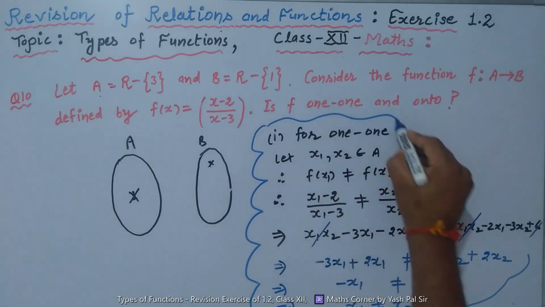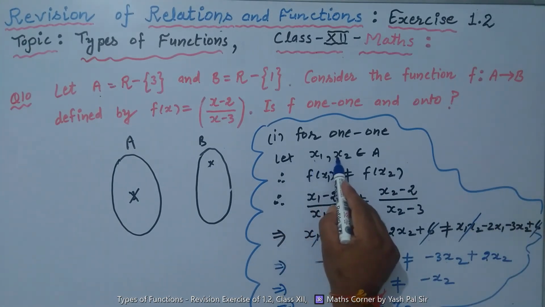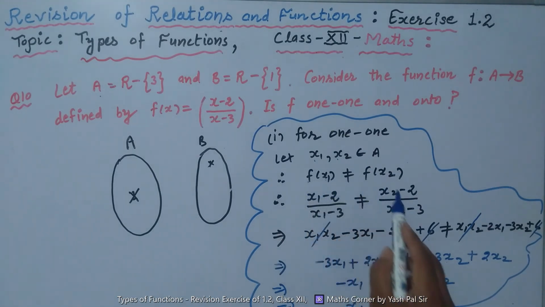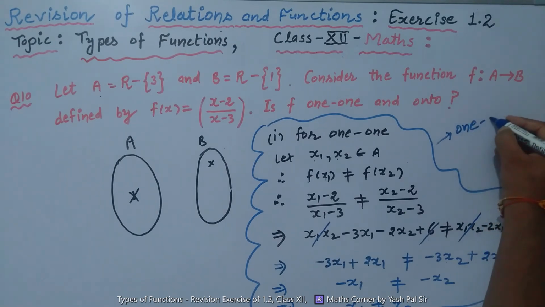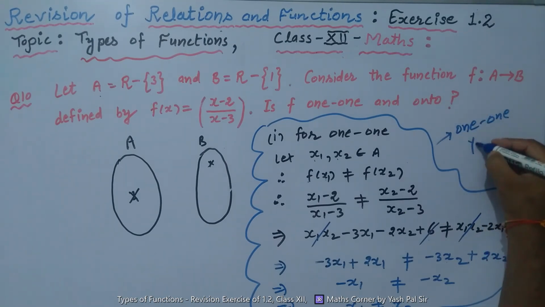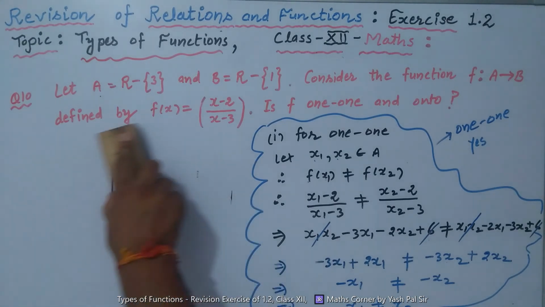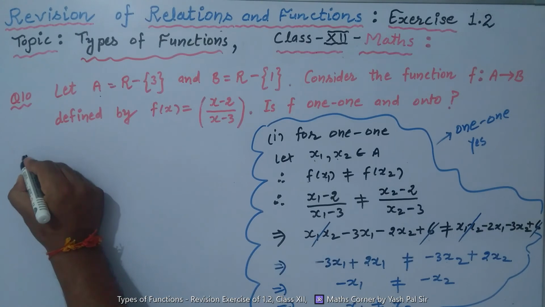The condition for one-one function is, for every x1, x2 belonging to set A, if f of x1 is not equal to f of x2, implies x1 is also not equal to x2. So the function is one-one. Yes, the function is one-one. Now let us find whether this function is onto or not. The second part is about onto function.